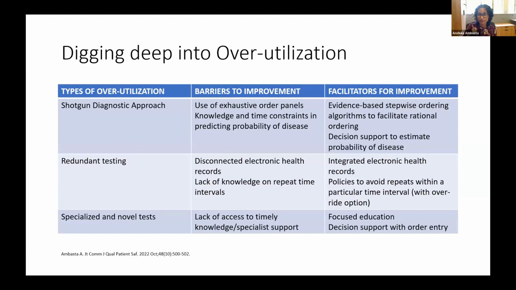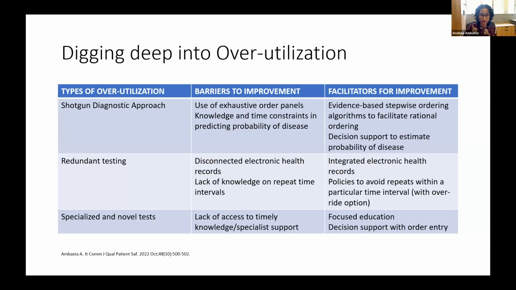So let's dive a little bit deeper into overutilization. I generally think of it in three broad categories. Tests can be overutilized when we use a shotgun diagnostic approach, and this is when we use exhaustive order panels. This is because there are a lot of time constraints for clinicians and knowledge barriers which prevent us from predicting the probability of a particular disease for the patient in front of us. How we might move away from that, again at a systems level, is to think about evidence-based, stepwise ordering algorithms that facilitate rational ordering, and in the future, hopefully, more decision support tools to estimate probability of disease at the time of order entry.